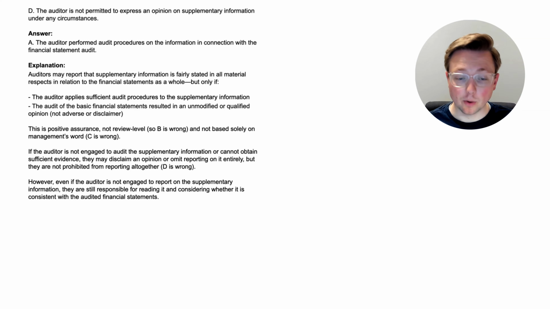Now, one last thing. However, even if the auditor is not engaged to report on the supplementary information, kind of like we just said, they are still responsible for reading it and considering whether it is consistent with the audited financial statements. So even if they are not engaged to audit the supplementary information, but it's still there with the financial statements, then they have to at least read it and consider whether it's consistent, even if they're not going to give an opinion on it. So we learned a lot more there. Now let's go to the next question.